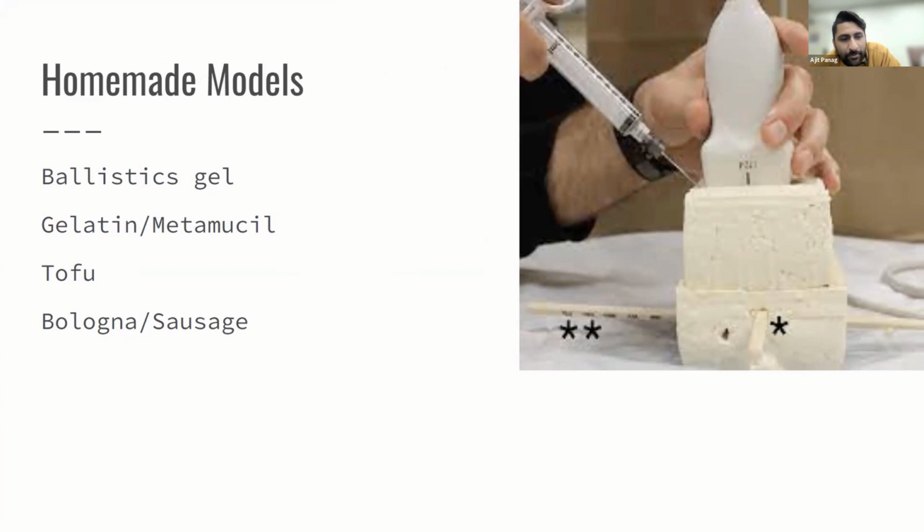Ballistics gel has become a favorite. The combination of gelatin with Metamucil has also become a good simulator for the echo texture that certain soft tissues have. I've personally made a tofu model with those long water balloons, put them on a chopstick, and guided them through a tofu model to simulate vascular access. Some people have also used things like bologna and sausage, and you can see somebody practicing in-plane vascular access on this tofu model to the right.